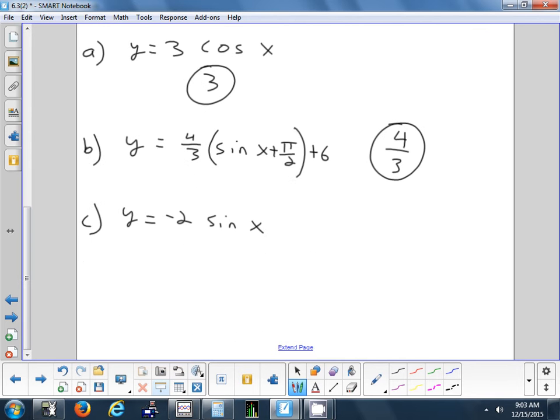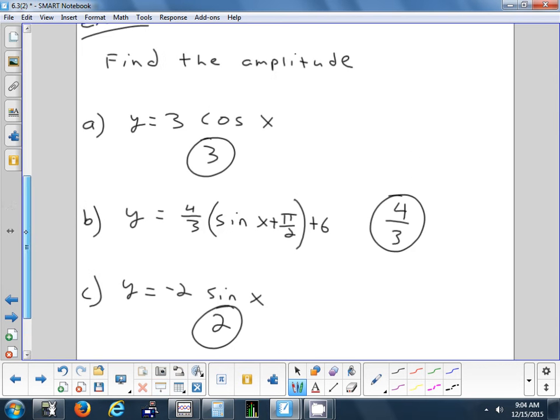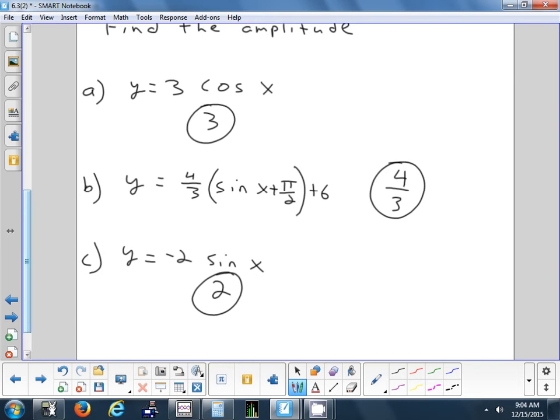Okay, and how about -2 sine x? 2. Okay, so again, negative, no effect on the amplitude, but it will have an effect when we sketch. Okay, so any questions on finding amplitude?